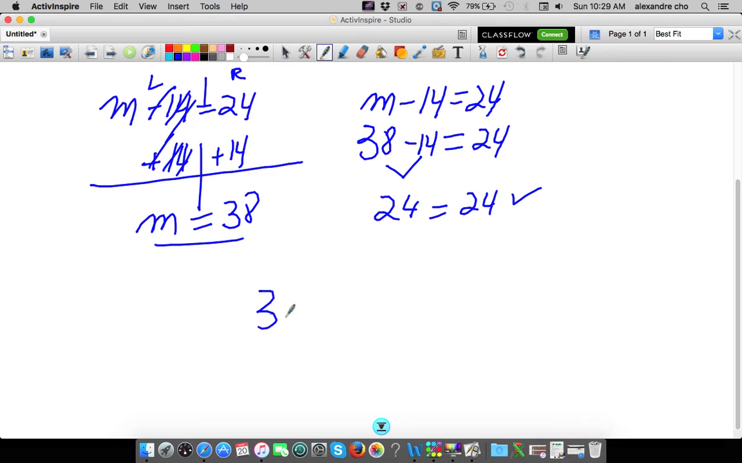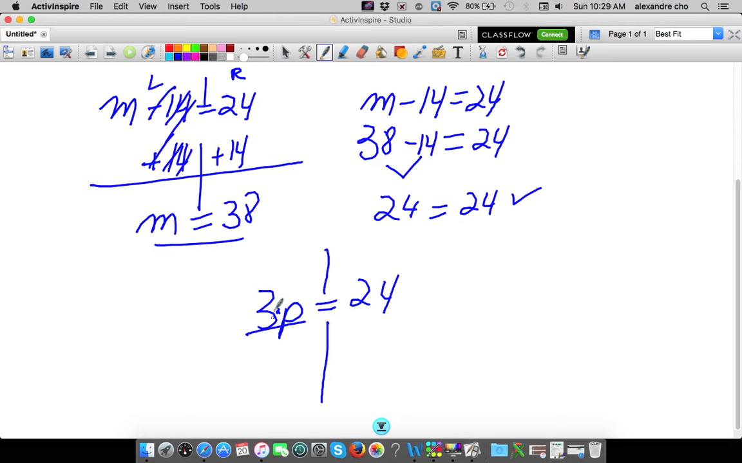3p equals 24. Again, I know it's simple, but I want you to know how to solve this using inverse properties. So this is a multiplication. 3 times p equals 24. 3 times a number equals 24. We need to find a number. You and I both know it's 8. So let's show how we're going to get to 8.